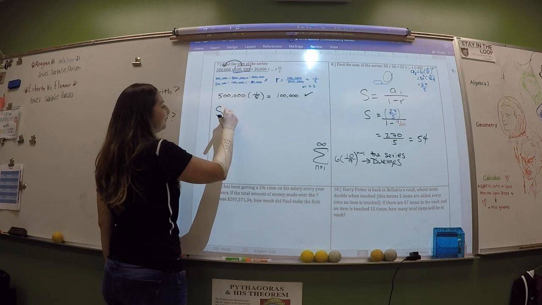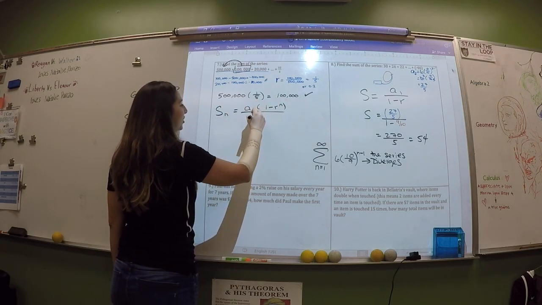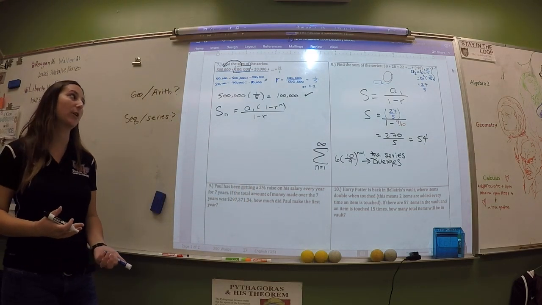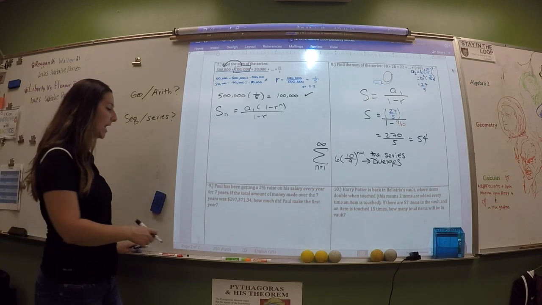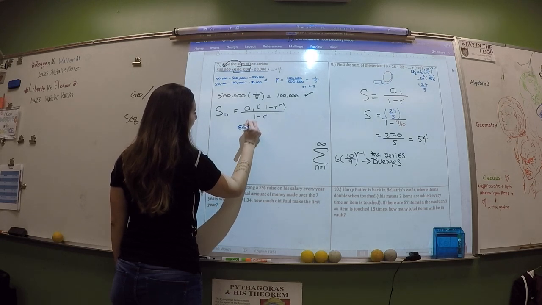So we know that this is a geometric series, because I already told you it was a series and we found a ratio, which makes it geometric. So we're going to start plugging in the things that we can. We can plug in 500,000 for the first term.